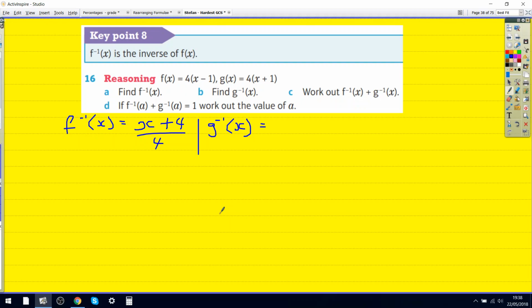So G to the minus 1 of X. We have Y equals 4 times (X plus 1), which equals 4X plus 4. So Y minus 4 is 4X. X is just Y minus 4 over 4, and then Y would be X minus 4 over 4.